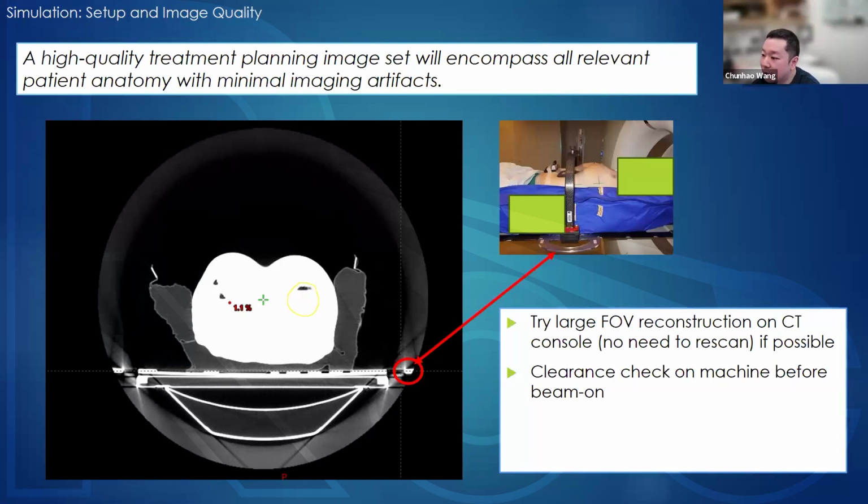In this case, we understand that we are using a standard compressor fixture, so we know the physical dimension of that. So we actually accept this scan. We just make sure that the therapist can check the clearance on the machine before the beam on, before treating the patient. And whenever possible, use the large field of view reconstruction on the CT, if your scanner has such a capability to retrospectively reconstruct a scan.